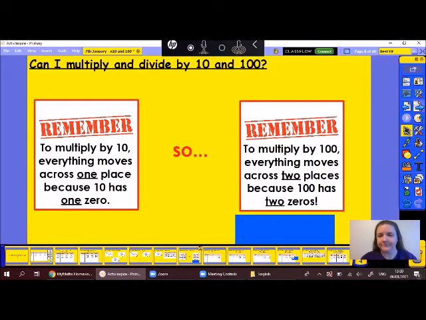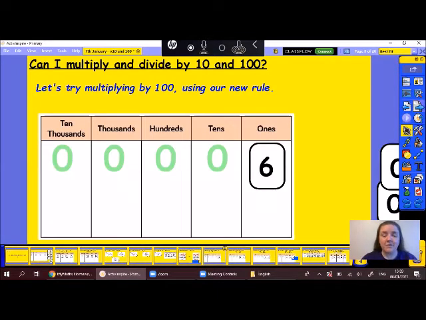I'll prove it. So if we start with a simple number, we'll start with the number 6. So we know 6 times 100, 6 lots of 100. If you've got 6 hundreds, you've got 600. But let's prove our rule.